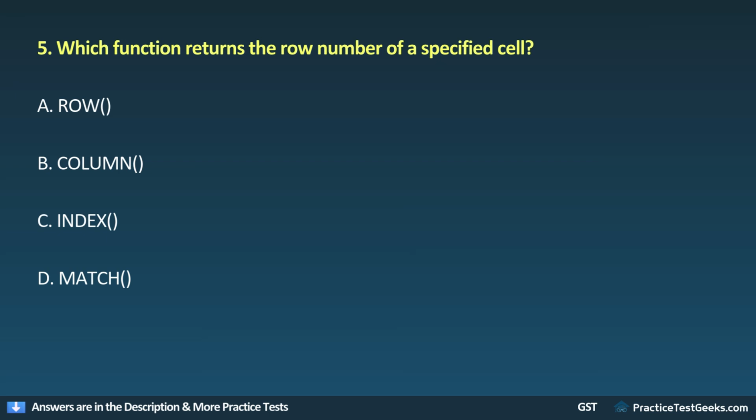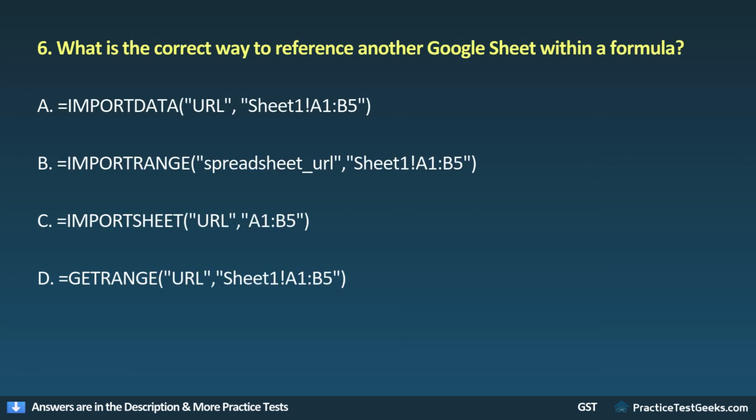5. Which function returns the row number of a specified cell? A. Row. B. Column. C. Index. D. Match. 6. What is the correct way to reference another Google Sheet within a formula?